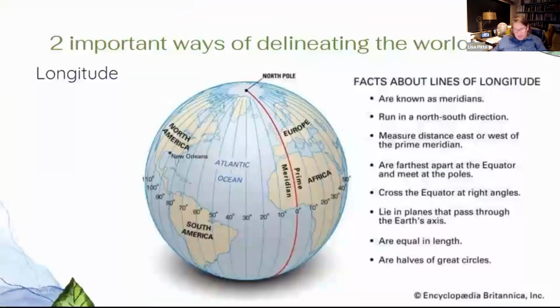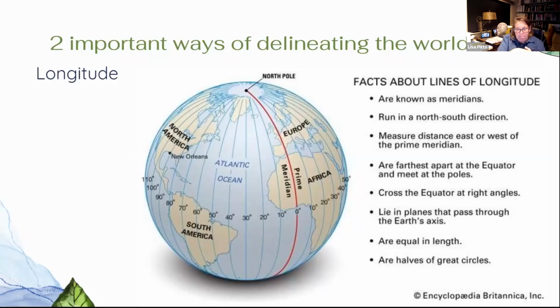So there are two important ways of delineating the world. The first one is longitude. Another name for longitudes are meridians. And the reason why they're confusing is they run north and south, but they tell you how far you are east and west. They're all of equal length, and they all create great circles. So no matter which line, whether it's 10 degrees or 20 degrees or 117 degrees, if I took that and went all the way through the earth, all the way around, I'm going to create a half of the sphere. And so we talk about great circles.